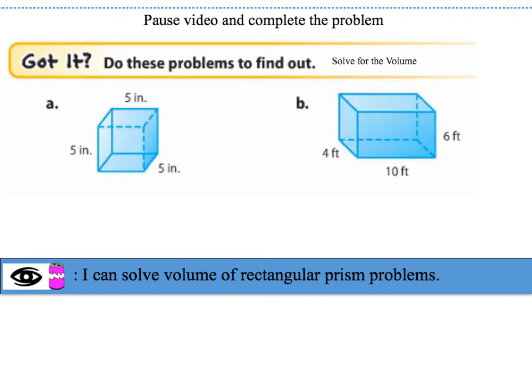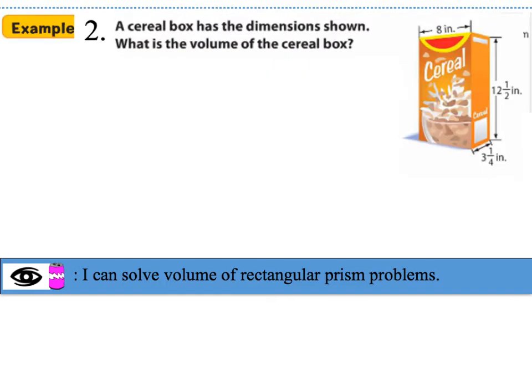So pause the video and complete these guided problems, and we'll discuss the answers in class tomorrow. Notice I have two guided problems on this slide, guided problem A and guided problem B. For example 2, it says a cereal box has the dimensions shown. What is the volume of the cereal box? So for this example, I'm going to use volume is equal to the big B times the H.